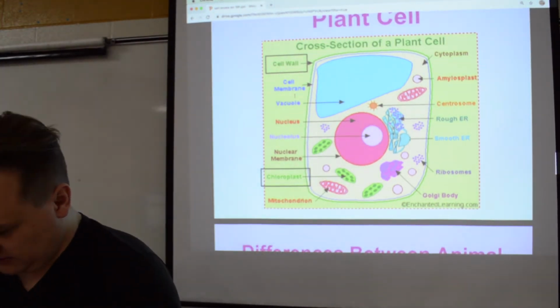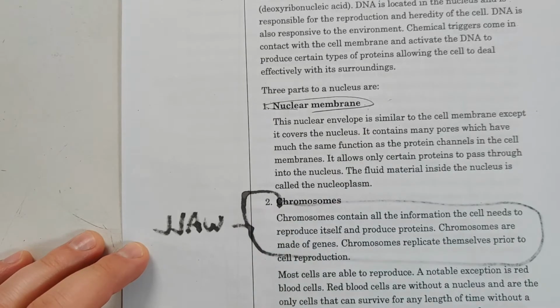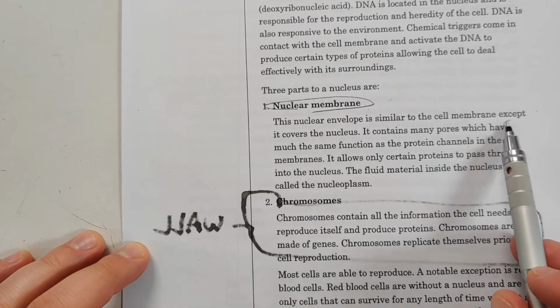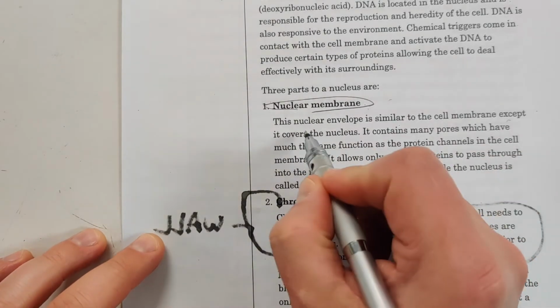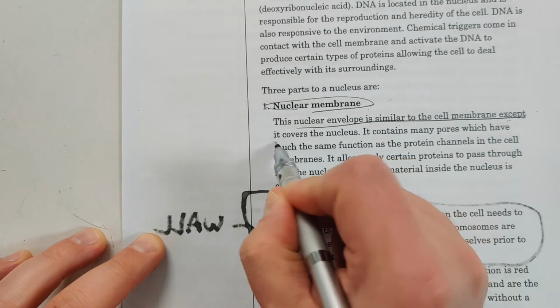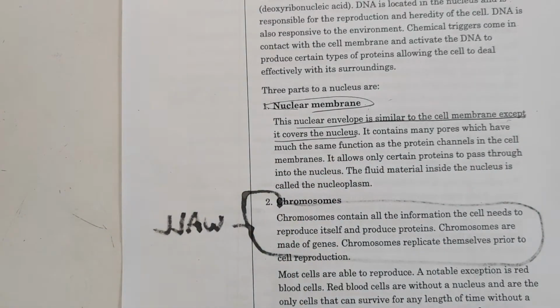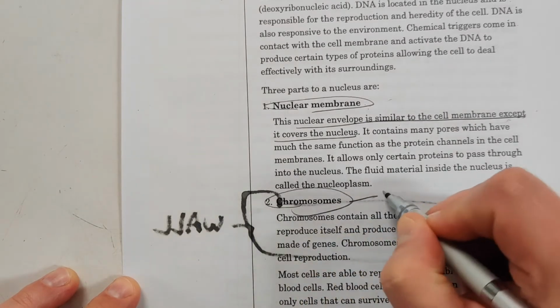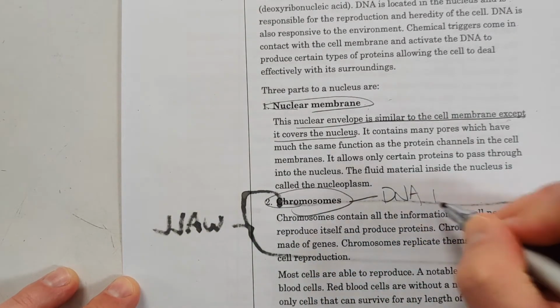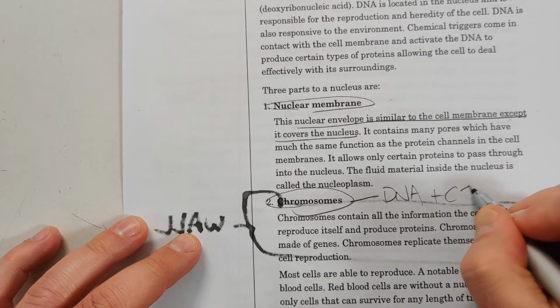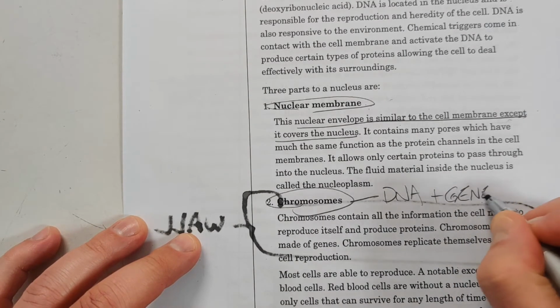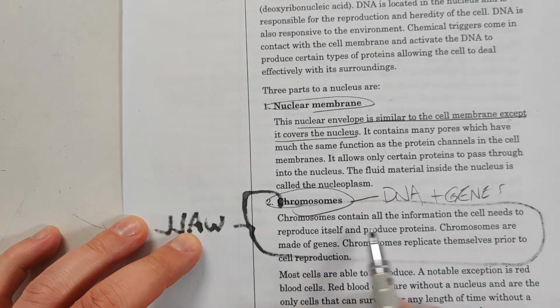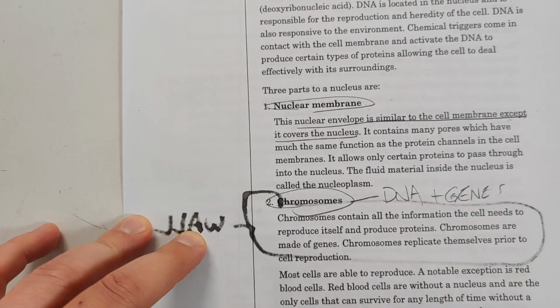Let's see. The nuclear membrane. Similar to a cell membrane, except it covers the nucleus. It's going to control what goes in and out. Chromosomes, that's what we call DNA and genes in the chromosomes. Chromosomes contain all the information the cells need to reproduce itself.